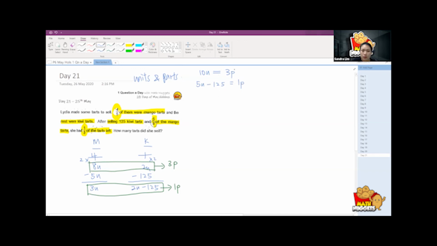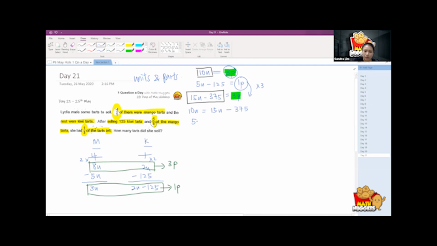Okay, so I'm going to now make the parts the same. I'm going to multiply this by 3. So this is 15u minus 375 is equal to 3 parts. Okay, so now over here, I have 3 parts and 3 parts the same already. If 3 parts is equals to 10 units, and if 3 parts here is equals to 15 units minus 375, I can write my new equation. 10 units is equals to 15 units minus 375.